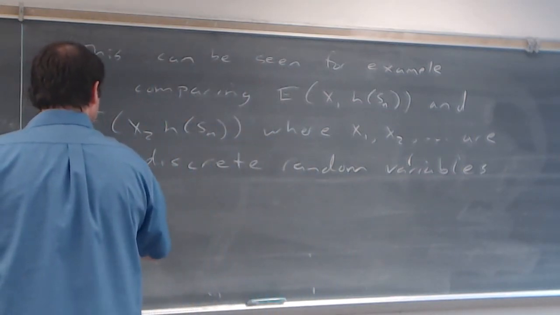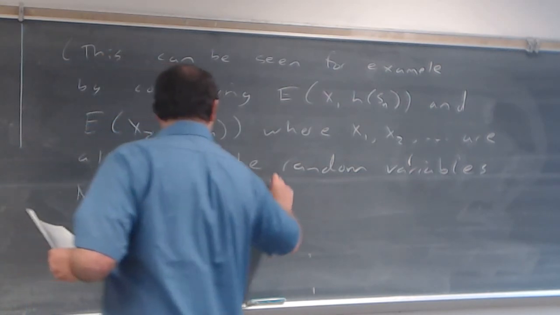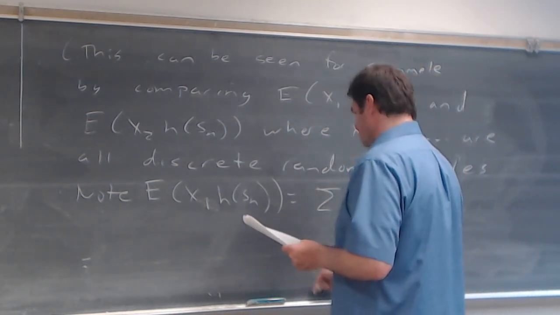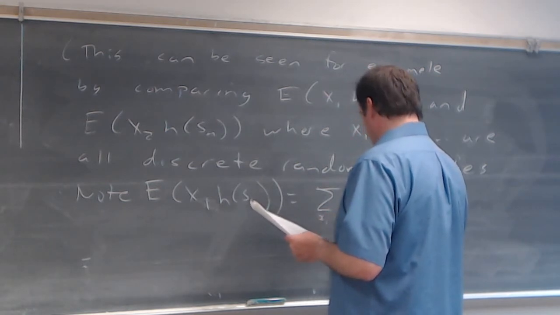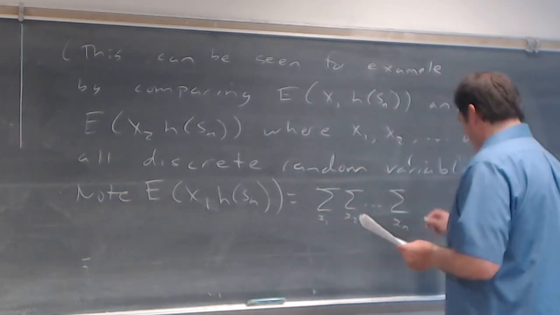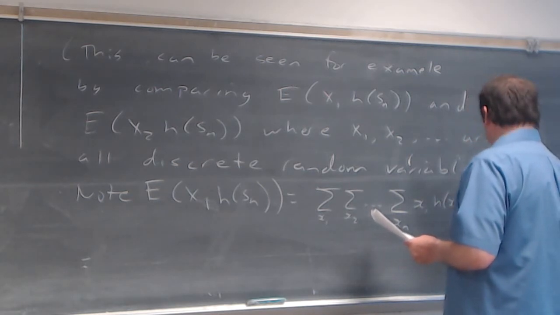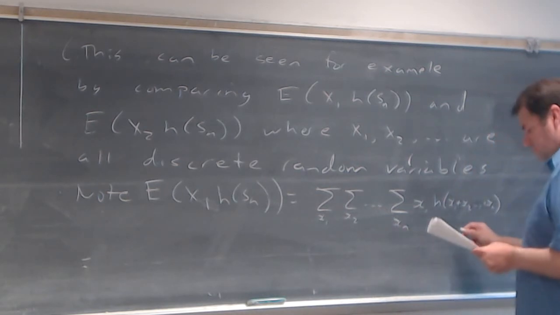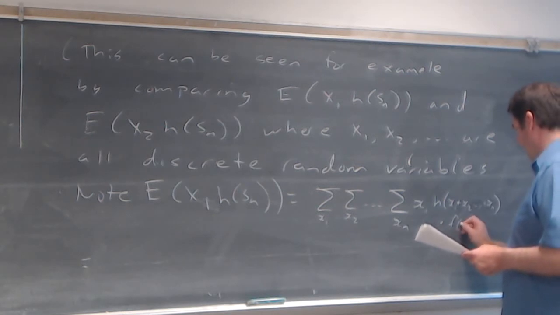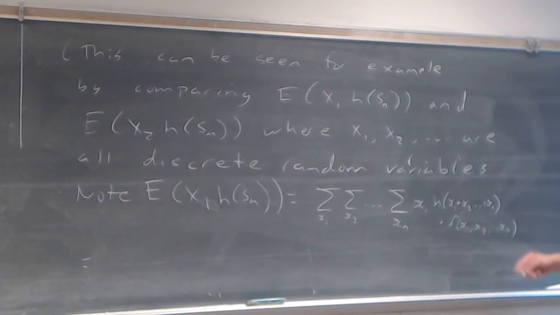Okay, so here, if we know the expected value of X of 1 times h of S of n, that's equal to a sum over X of 1 values, sum over X of 2 values, all the way up to sum over X of n values, that's how many I have, of X of 1 times h of X of 1 plus X of 2, all the way up to plus X of n. And then we multiply that by the joint PMF of X of 1, X of 2, all the way up to X of n. Okay? And now these are independent.